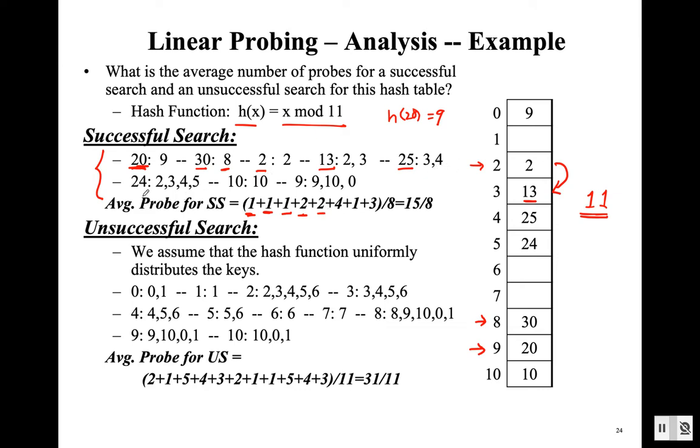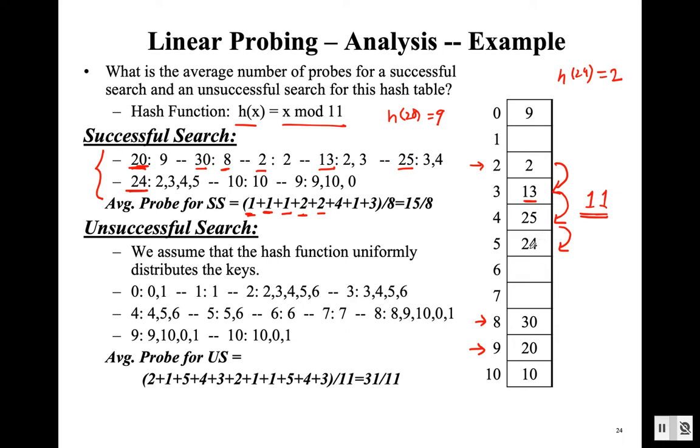For item 24, let's see what will be the hash value of 24. It will be 24 mod 11. So it will be 2. Okay, so we are going to look for 24 in the 2. 24 is not there, then we are going to look for the next one, not there, then the next cell, not there, then we are going to look for in the 5. Here we found the item.